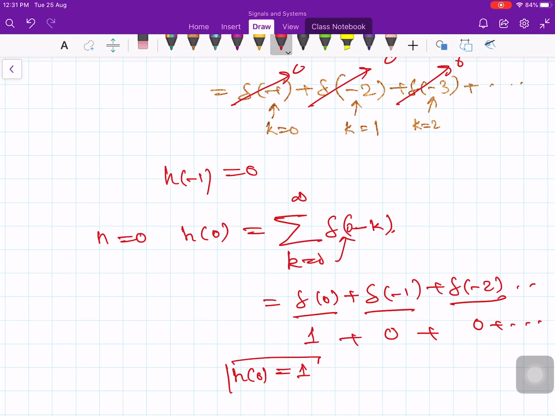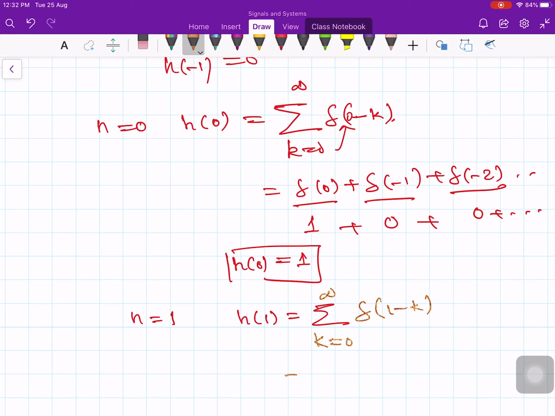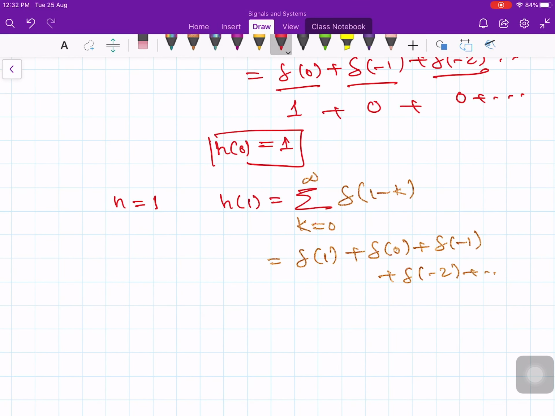Similarly you can substitute n equals 1, then h of 1 is equal to sigma k goes from 0 to infinity del of 1 minus k. Now when we substitute k equals 0, you will get del of 1. When k equals 1, you will get del of 0, plus when k equals 2, you will get del of minus 1, then del of minus 2, plus and so on. Again this leads to 0, this also leads to 0, and this also gives 0, and this one is 1.